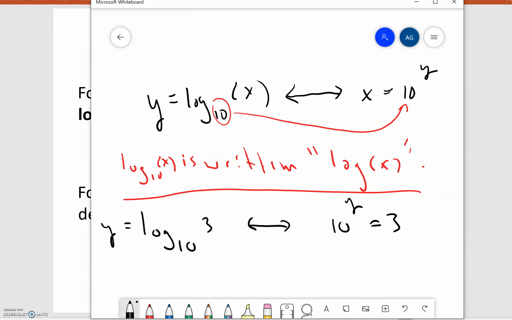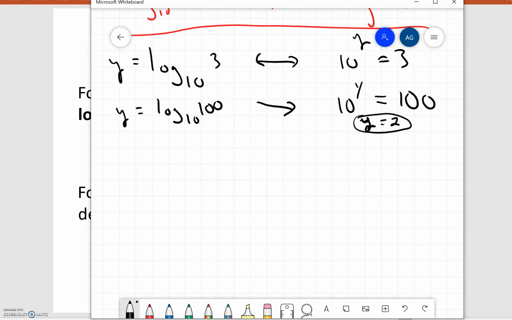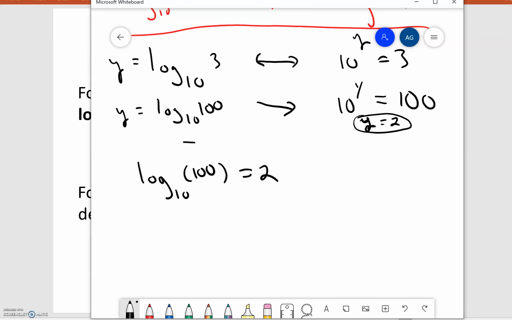I can write down one that's actually easier to compute, like this. Say, what if we had log base 10 of 100? Well, the exponential form for that is 10 to the y equals 100. And I actually know the answer to this one just from first principles. I know that y has got to be 2 there. So the takeaway from all of that is that log base 10 of 100 is equal to 2. So some logarithms you can just compute by hand if you happen to know this solution.